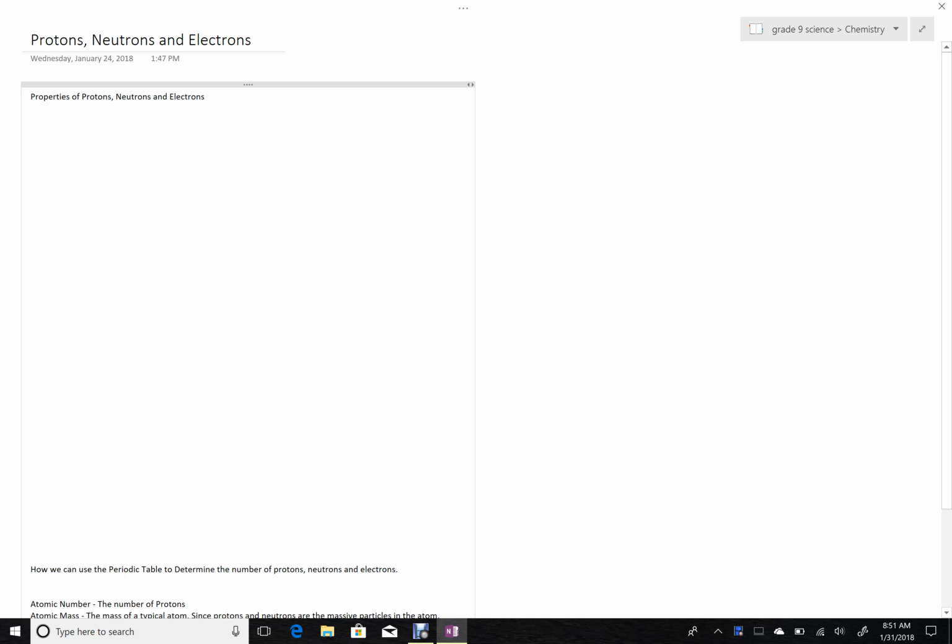Okay, here I'm going to talk about protons, neutrons, and electrons. These we call the subatomic particles. By subatomic, we just mean that they exist within atoms. They are the smaller pieces that make up atoms. So protons, neutrons, and electrons.